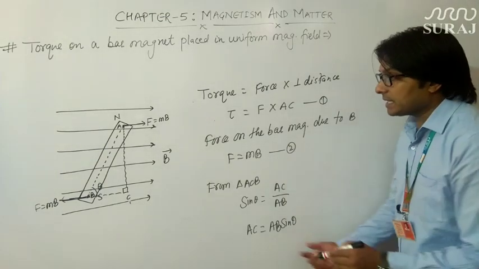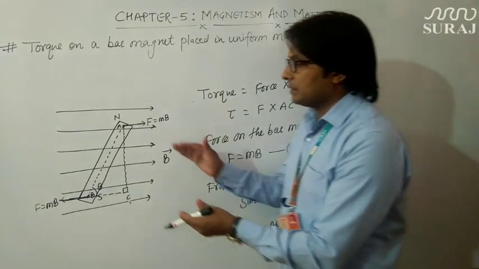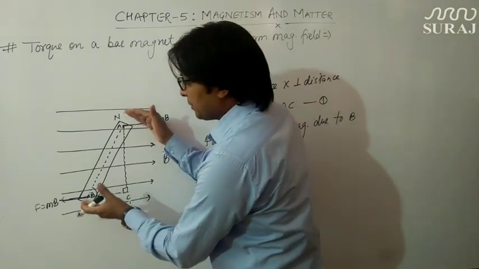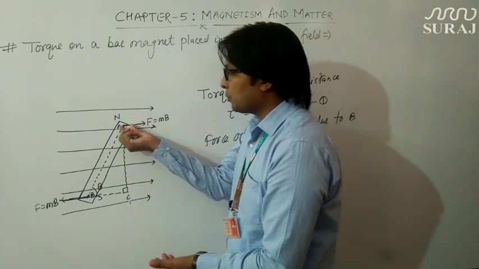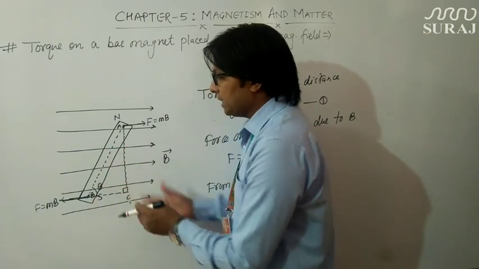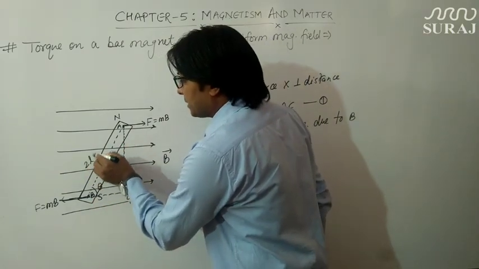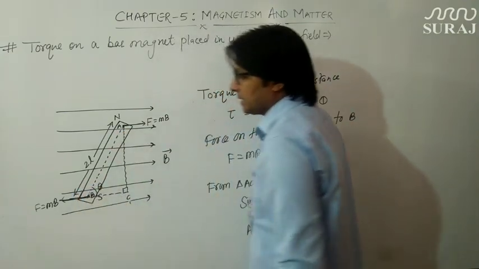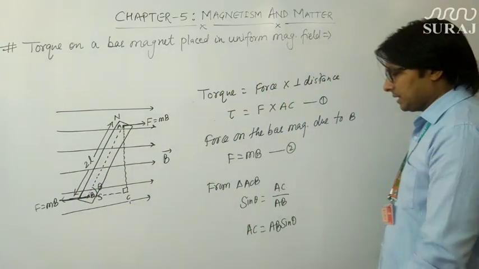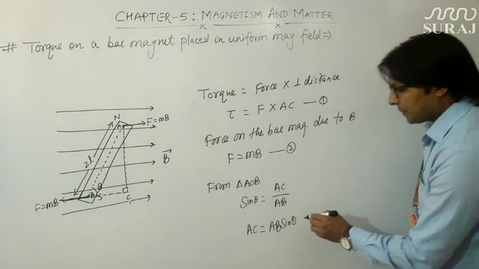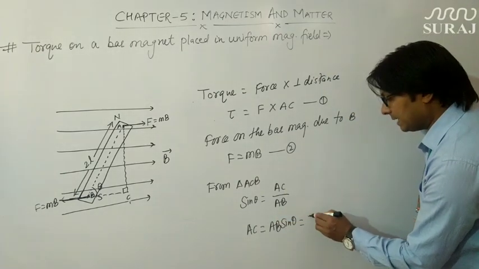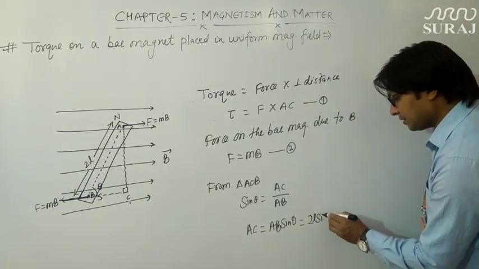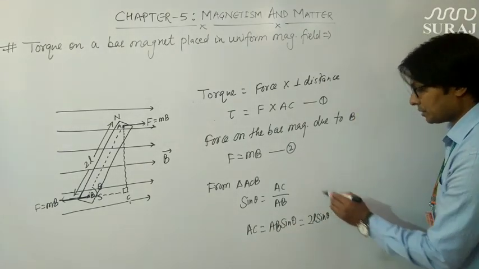So this AB is nothing but the length of this bar magnet, or the distance between these two poles. North pole is here, south pole is here. Therefore this distance can be treated as 2L, the total length of the bar magnet. So we can place 2L in place of this AB, and this is sine theta. Suppose this is equation third.